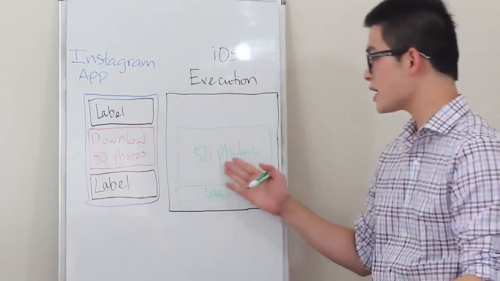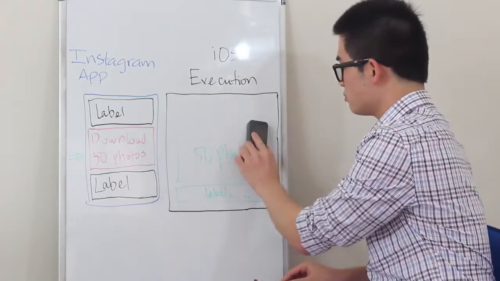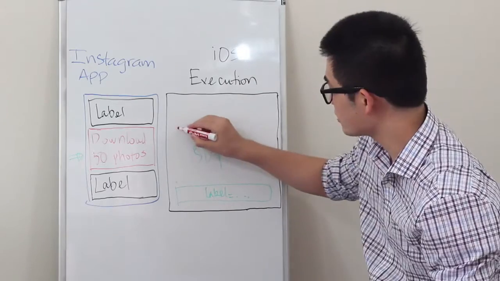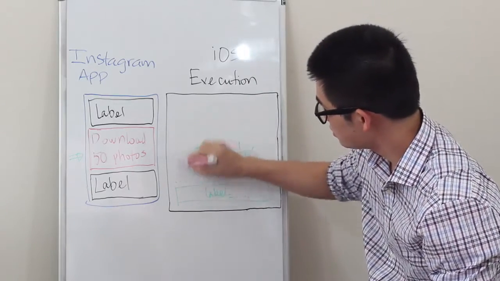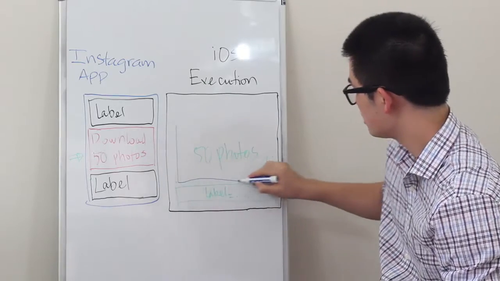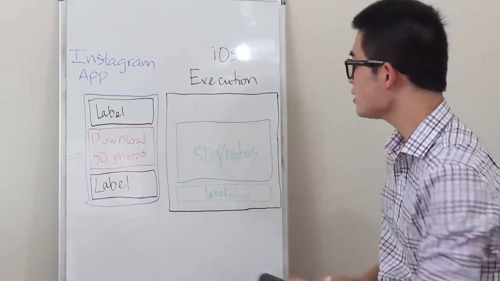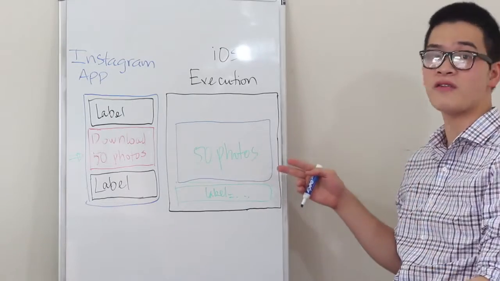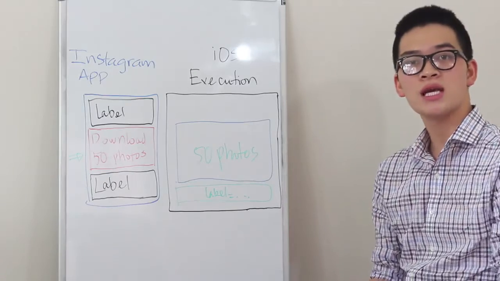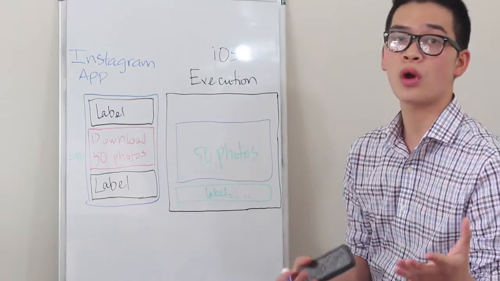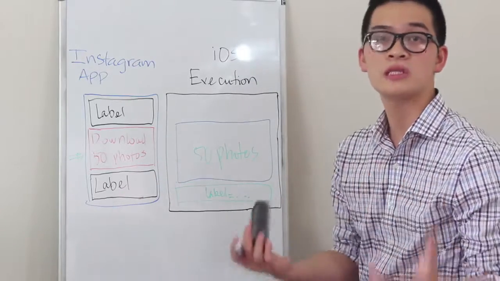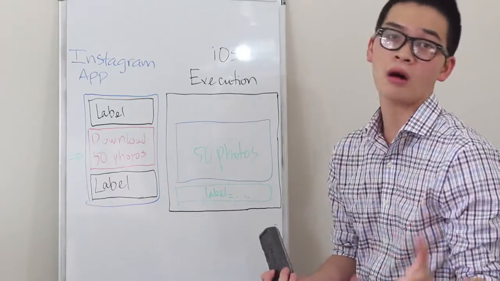To show that, I will change this into red so that you can see it clearly. So this one, it may take forever. It may take 1 second. It may take 10 seconds. It may take whenever it wants because it depends on the network. It may be a very fast network and Wi-Fi. It may be a very slow network, or it doesn't have a network at all.